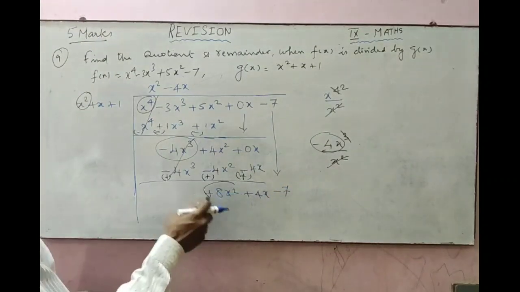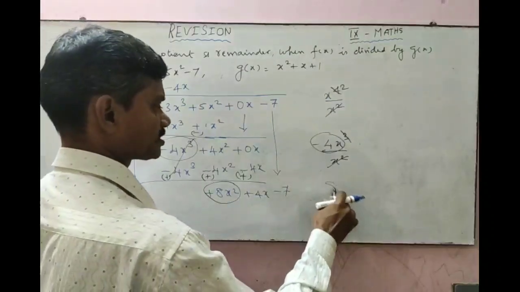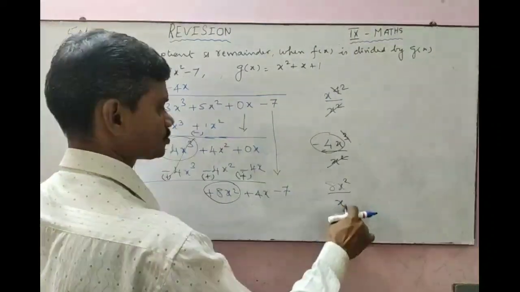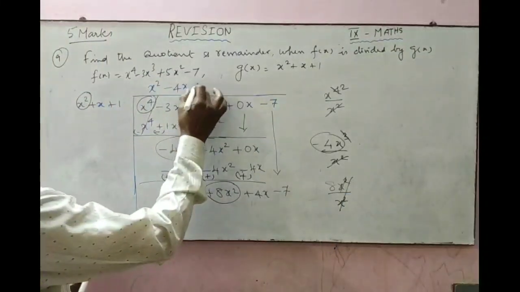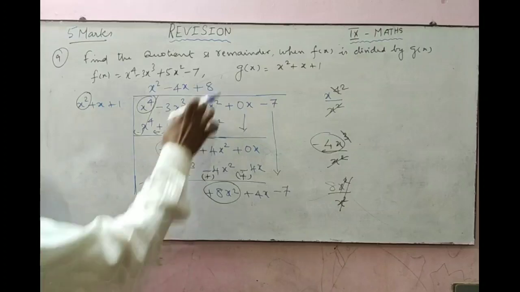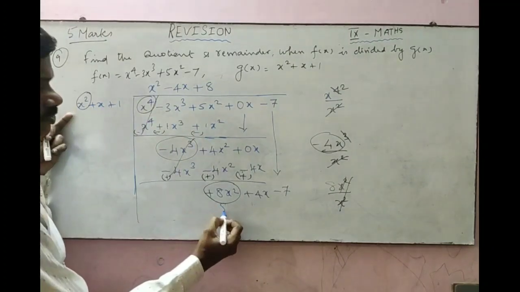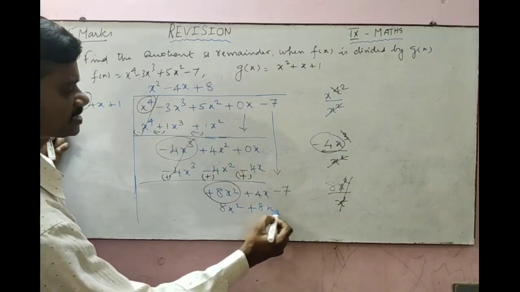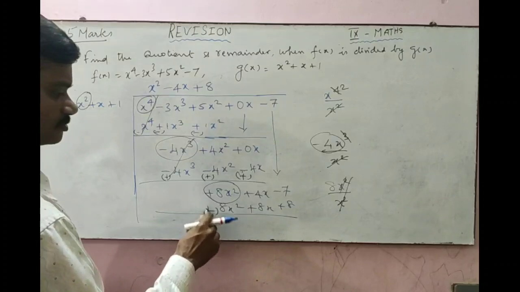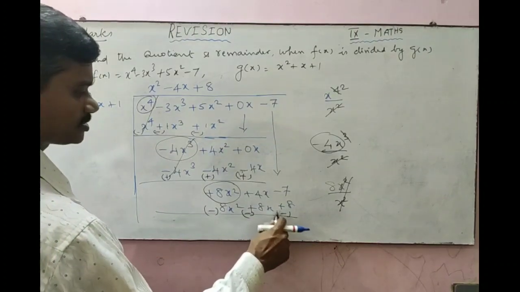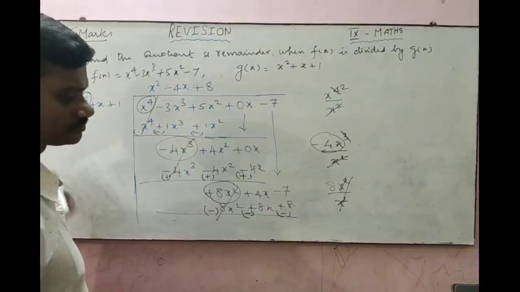Again take the first term of this and divide with x square. You will get 8x square divided by x square. X square gets cancelled. You will get 8 as the quotient. That should be carried for the quotient. Now 8 should be multiplied with these 3 terms. You will get 8x square plus 8x plus 8. Again change the sign. Minus, it becomes minus. Here also it becomes minus. These two terms get cancelled.